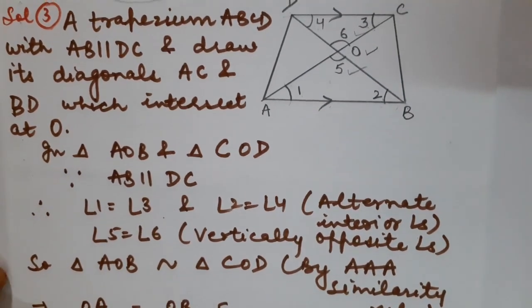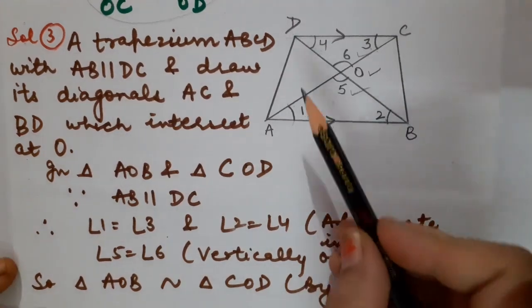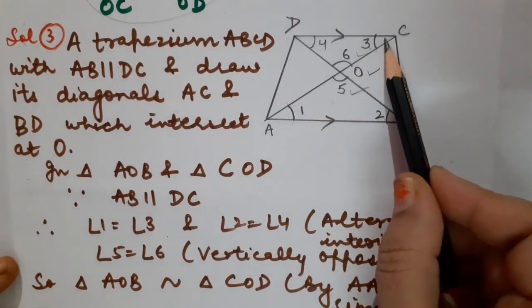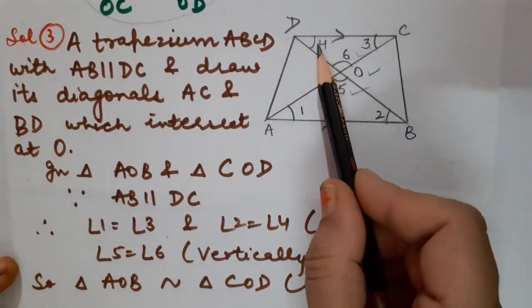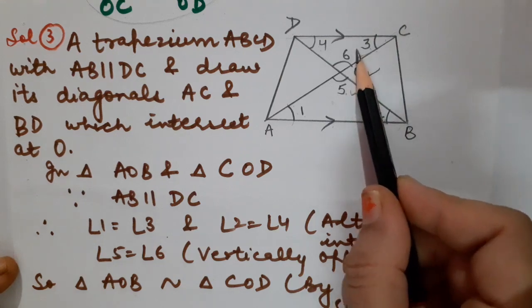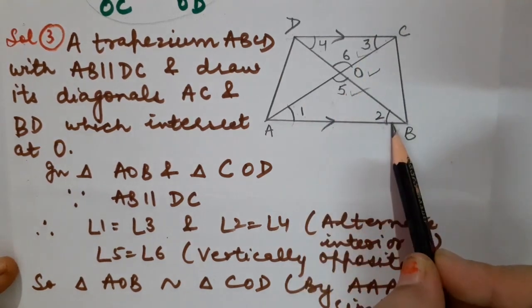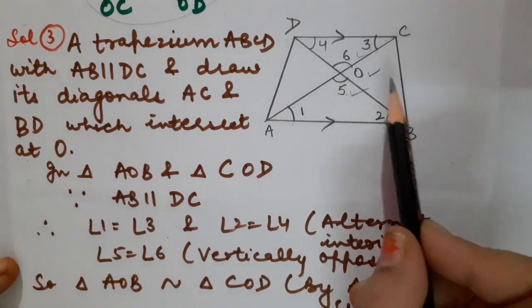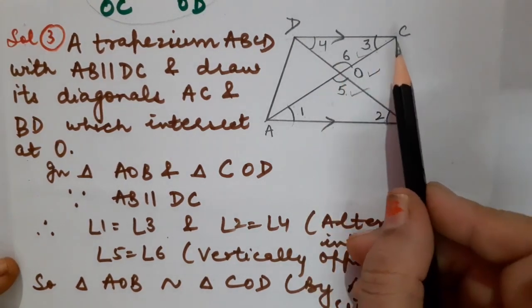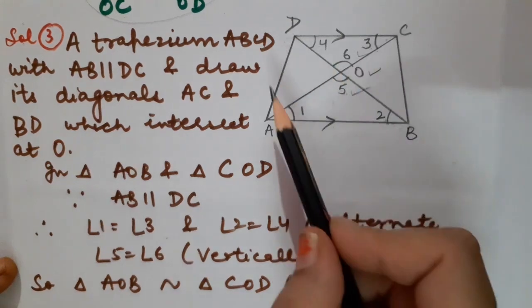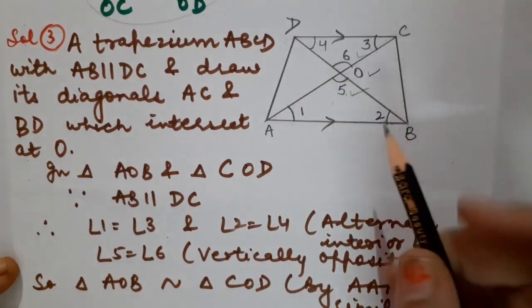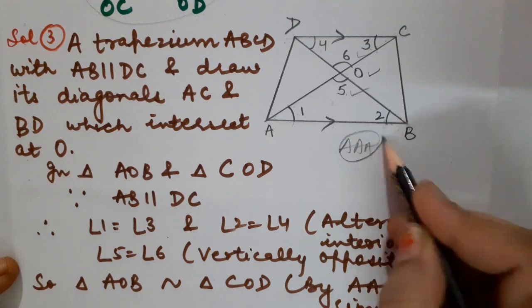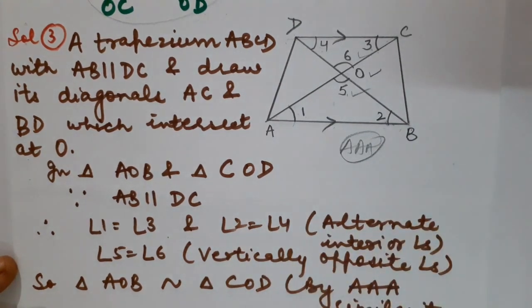Okay. So now children, just tell me one thing. As angle 1 is equal to angle 3, angle 2 is equal to angle 4, angle 5 is equal to angle 6, it means all the three angles of triangle AOB are equal to the corresponding angles of triangle COD. Then what can we say? That by triple A similarity criteria, both the triangles are similar to each other.